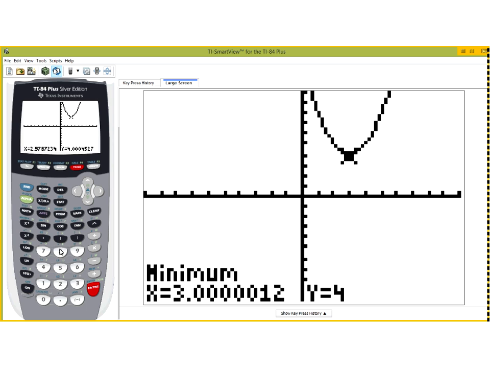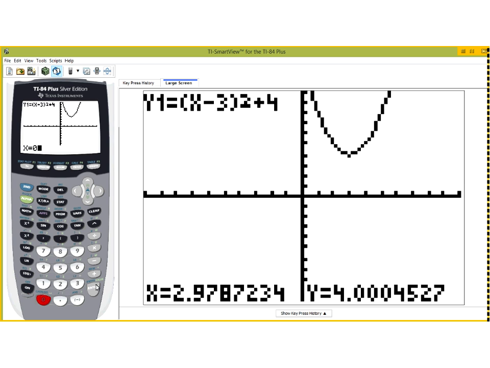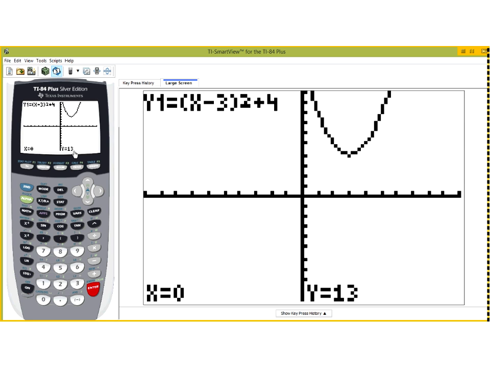I hit trace and enter 0. It tells me that y equals 13. So that's above the graph here, but it matches with the analysis that I did. And there's no x-intercept. The parabola starts above the x-axis and opens upward. All right, and so that is the first example.